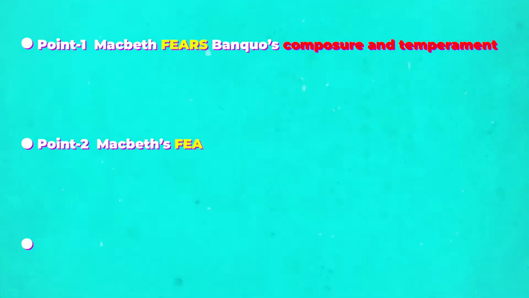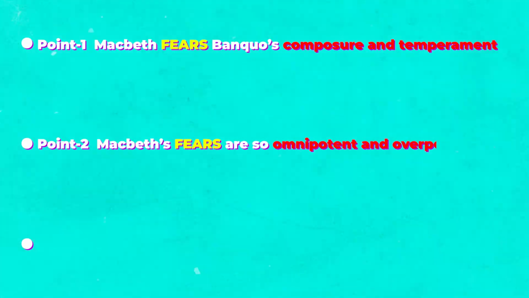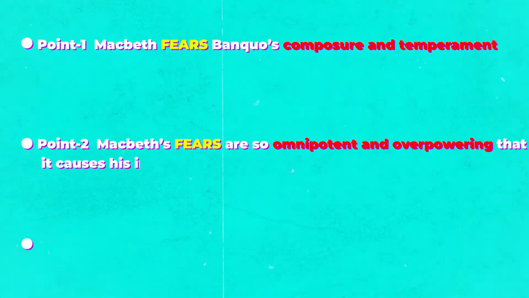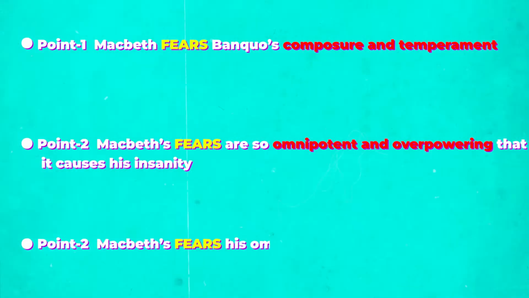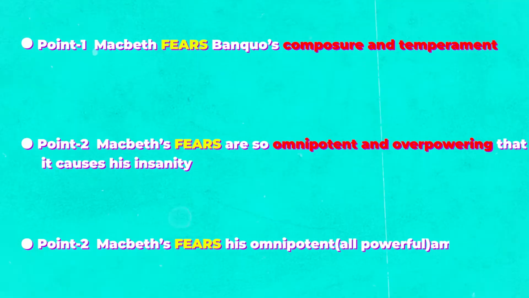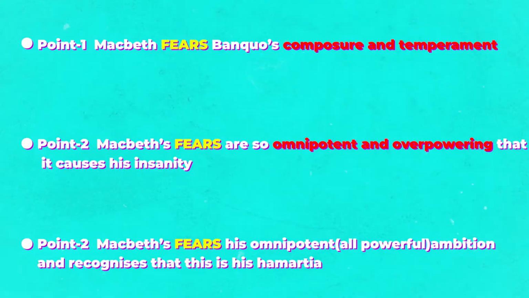So my second point could be, Macbeth's fears are so omnipotent and overpowering that it causes his insanity. That is my second point. So I'm talking about his fears being powerful and that linking to his insanity. And then my third point is that Macbeth fears his omnipotent, which means all powerful, ambition, and recognizes that this is his hamartia.